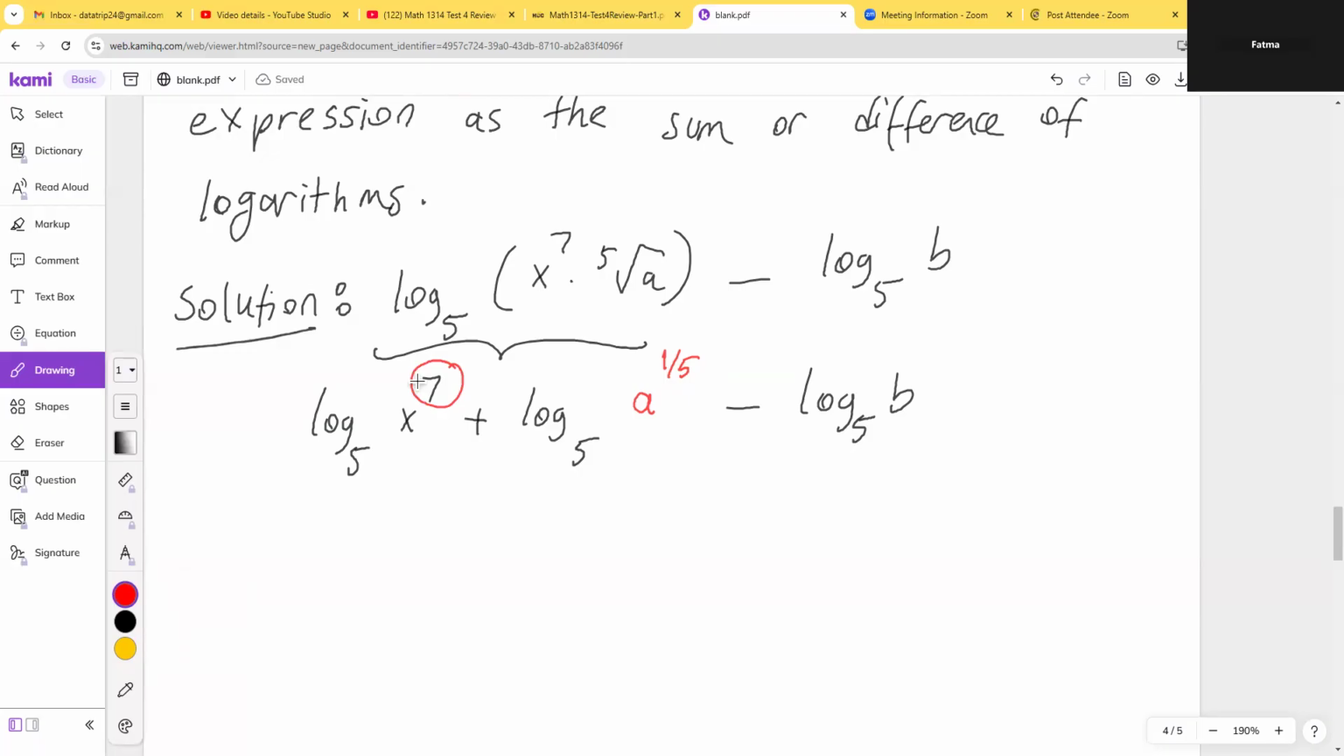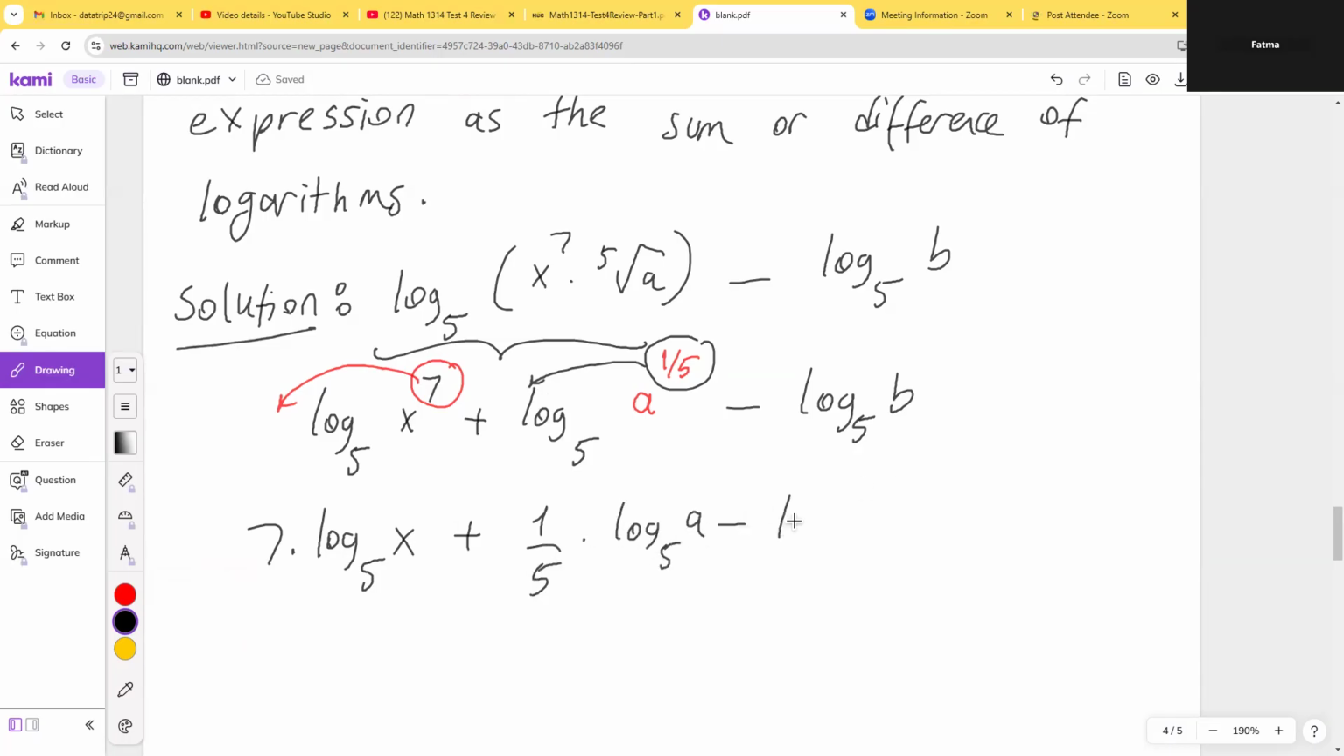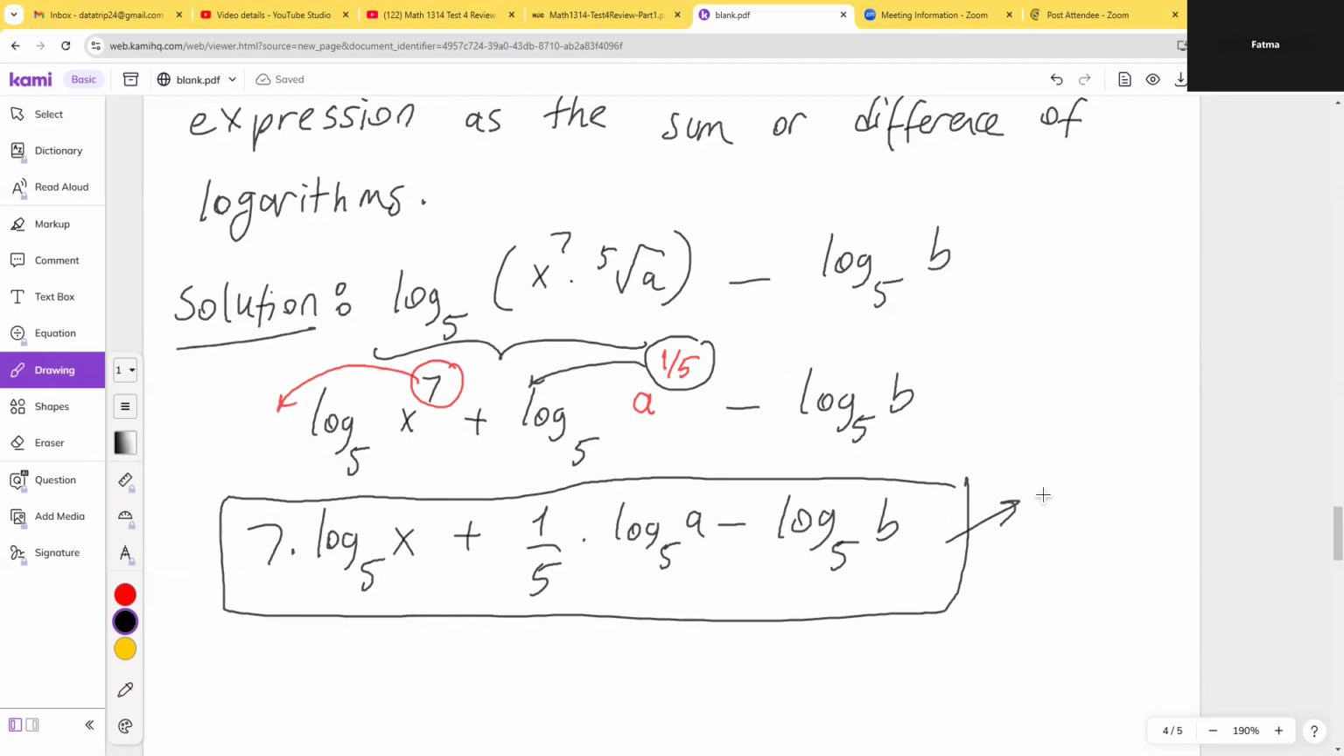Now, 7 goes to the front. So this becomes 7 times log base 5 of x. 1 over 5 goes to the front. So I'll get 1 over 5 times log base 5 of a. And then the last one doesn't have any power, so we're just going to copy it without a power. And this will be the answer you will pick on the test for a question like this.